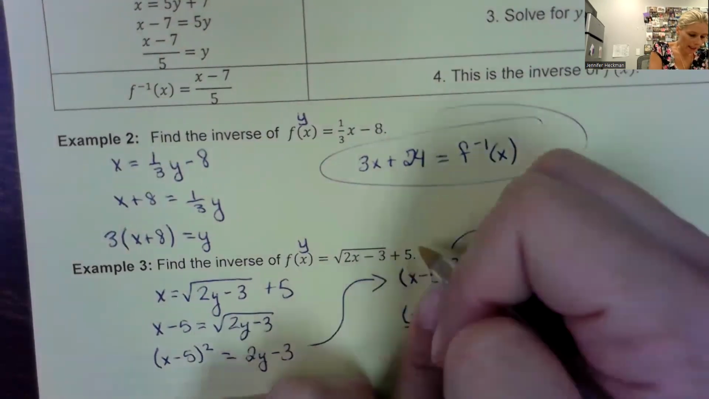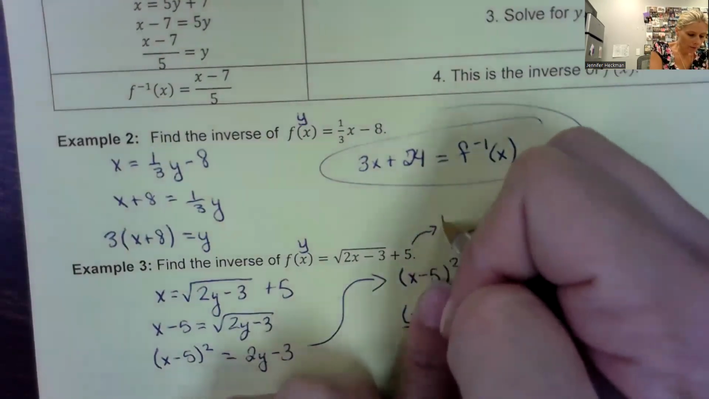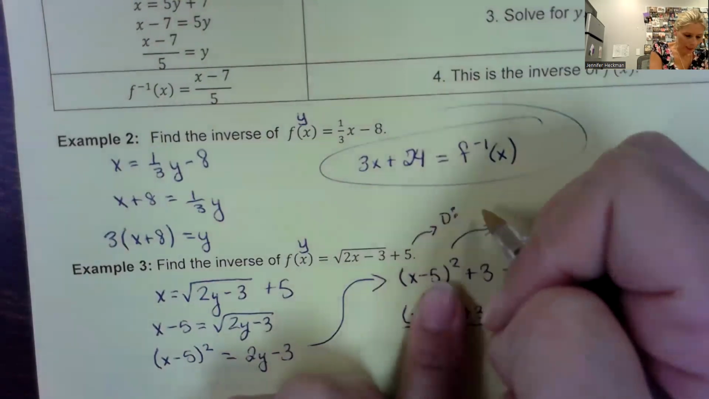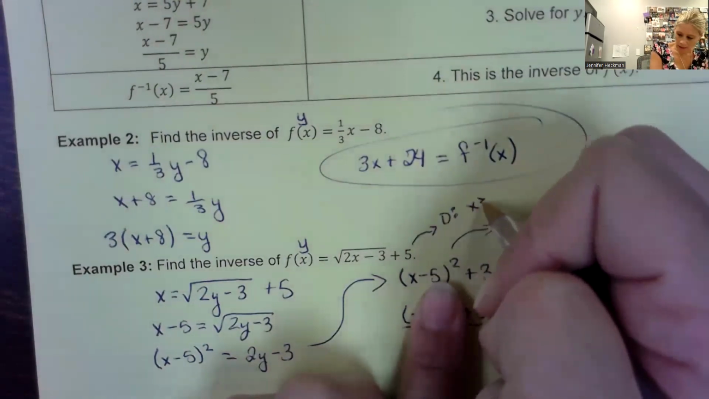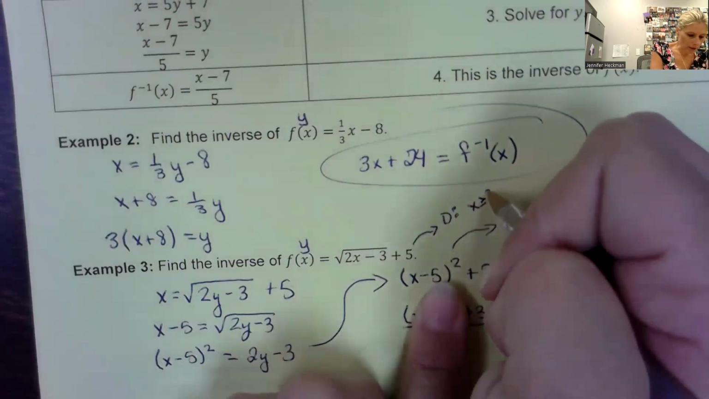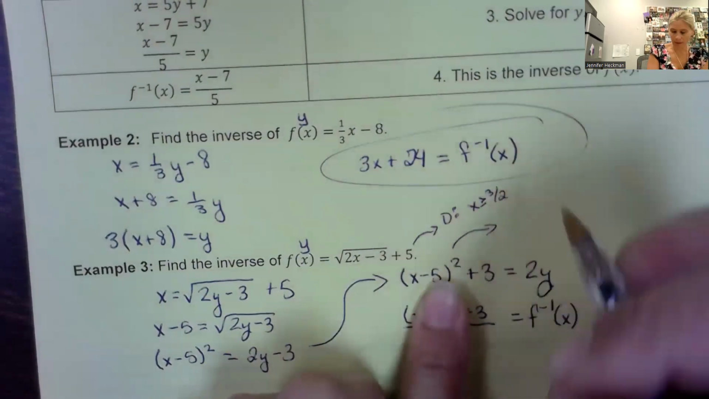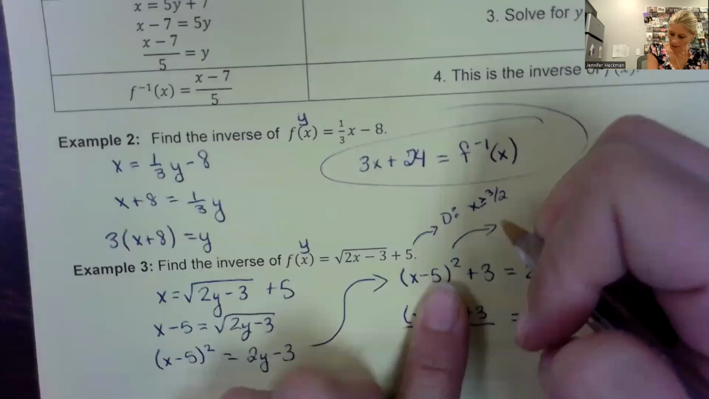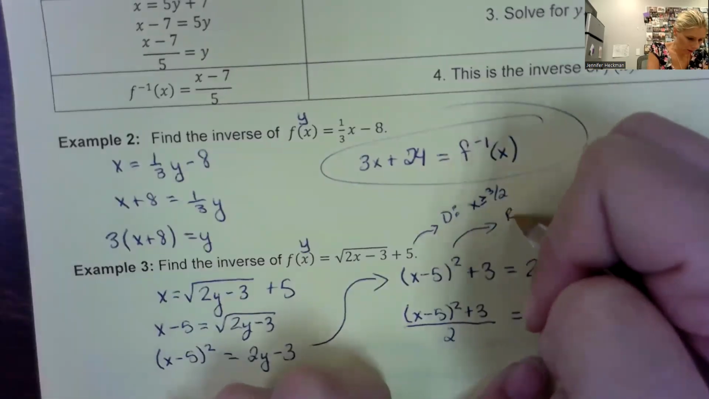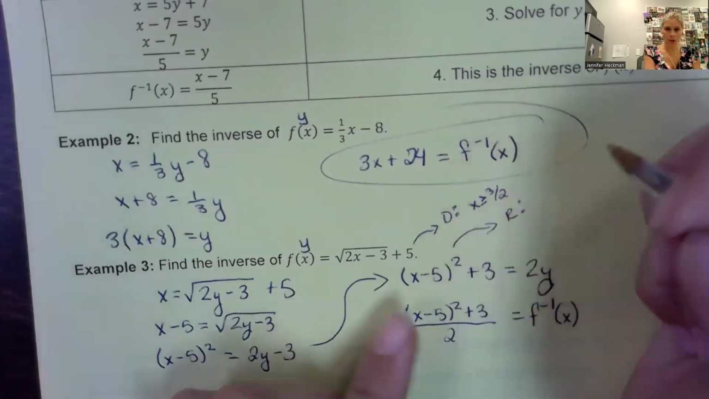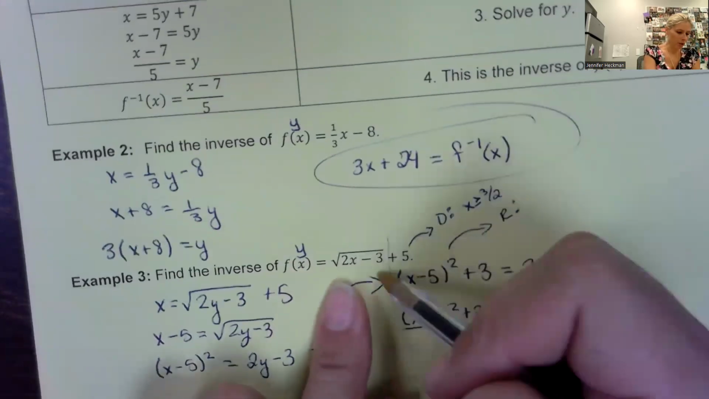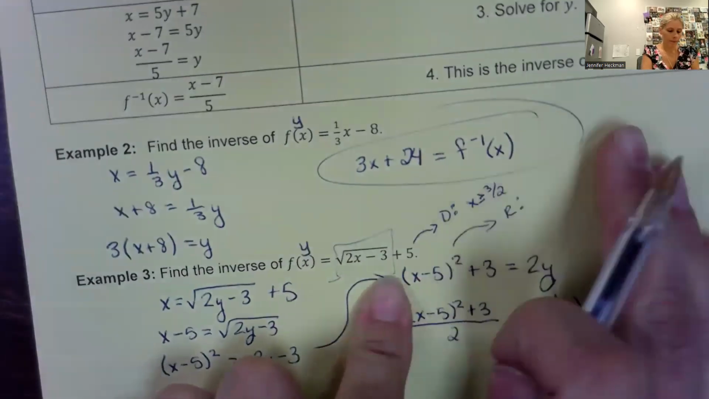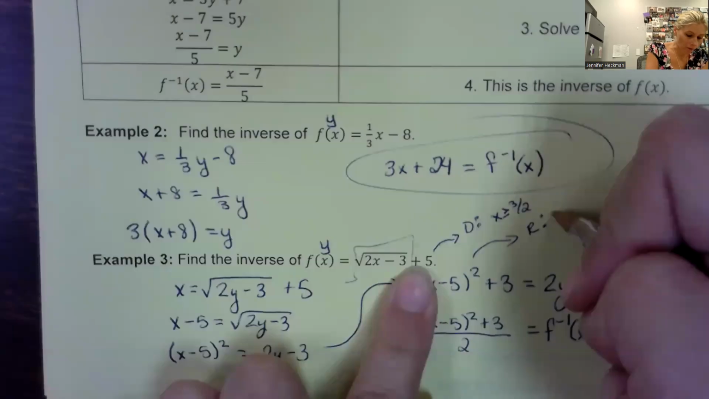So the domain for this graph is x is greater than or equal to 3/2. Okay? And the range, and I'm just going to give it to you because this part right here could be 0, can go to 5 or 5 and above.